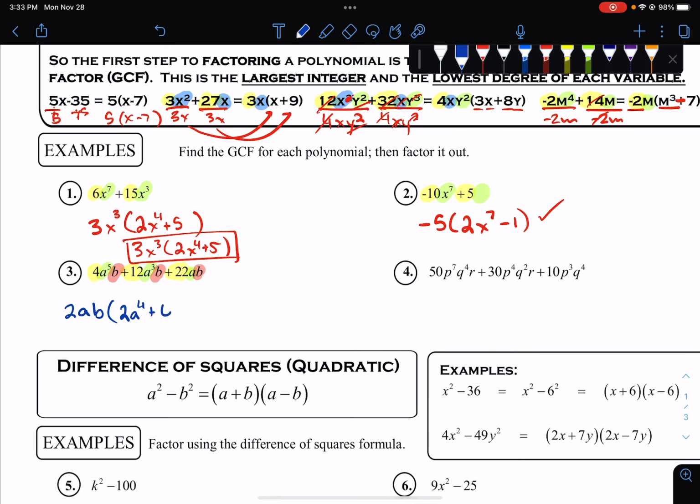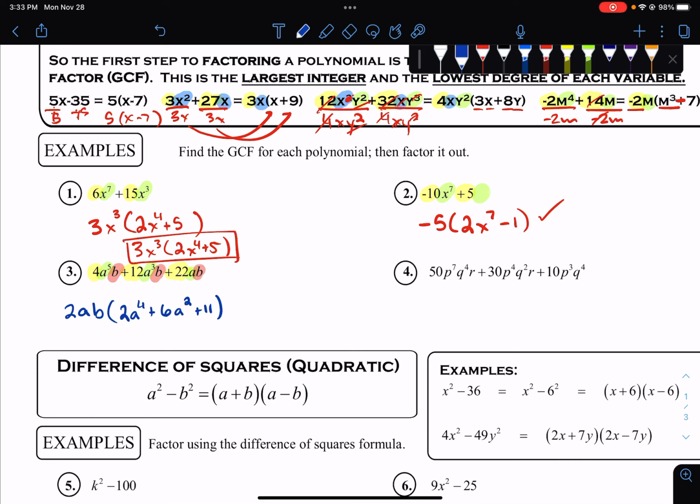12 divided by 2 is 6. A to the 3rd divided by a is a squared. B divided by b is nothing. 22 divided by 2 is 11. A divided by a is nothing. B divided by b is nothing. Well, technically it's 1, but we're multiplying, so it's nothing. So 2ab multiplied by 2a to the 4th plus 6a squared plus 11.